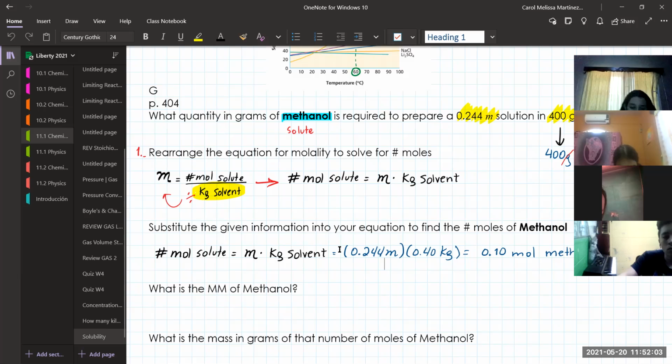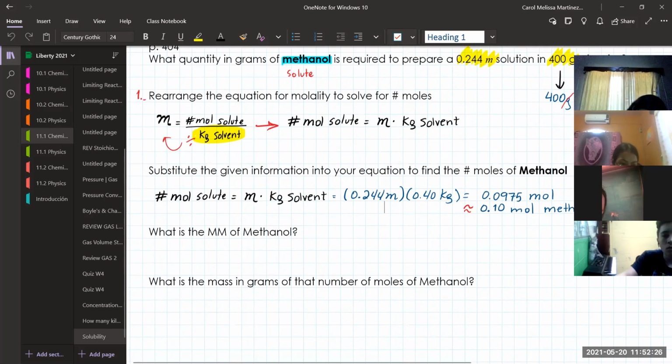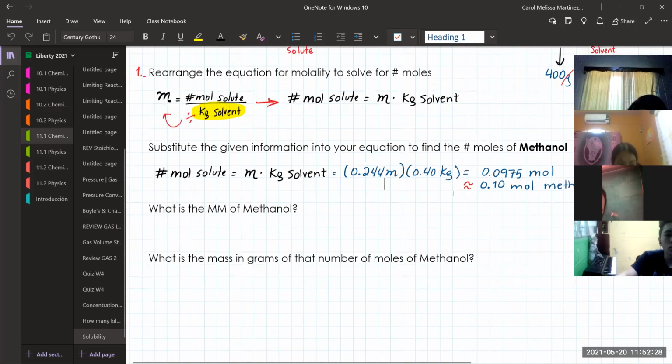You said that it was 0.0975, right? So we round it. Approximately equal to 0.10. So this is the number of moles that you are looking for.